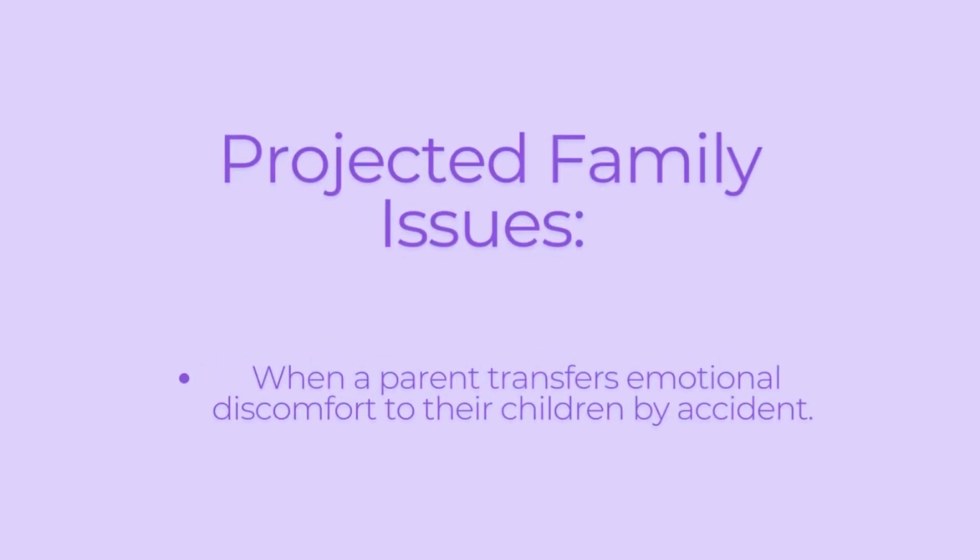And the last key concept we have is projected family issues. This is when a parent might accidentally and unintentionally project their unresolved emotional issues onto their children. This can affect their development and their mental health. A key example that people talk about a lot is if you have a very highly anxious parent, they might accidentally pass this on to a child, and that child may then develop anxious behaviors.